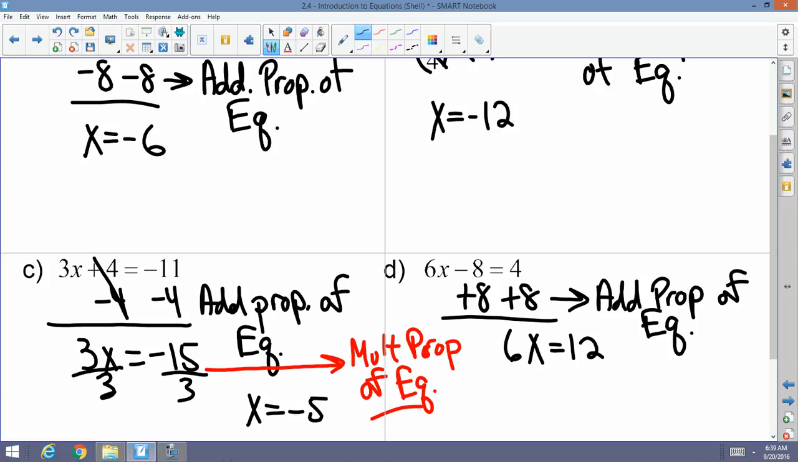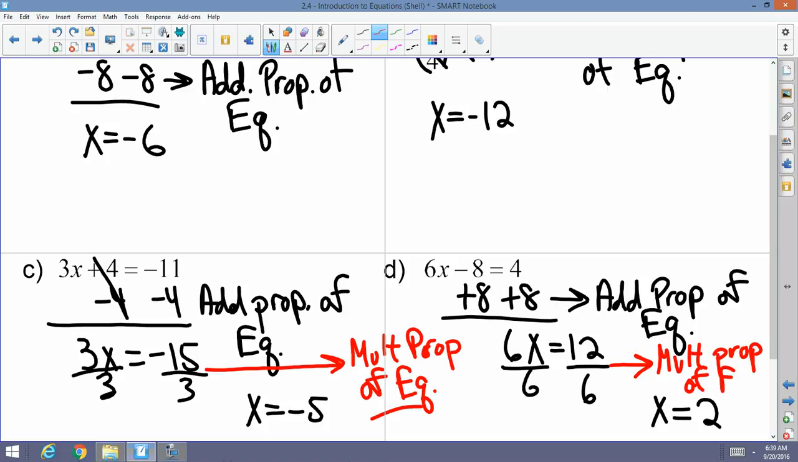And then, all right, come on, class, tell me. I have 6x equals 12. So what am I going to do to both sides? All right, hopefully you said divide by 6. All right, and x will equal 2. Now, what property allowed me to divide by 6, y'all? Come on, I know you know it. What is it? Good. It is the multiplication property of equality. Awesome.